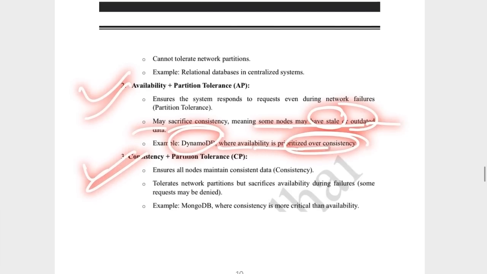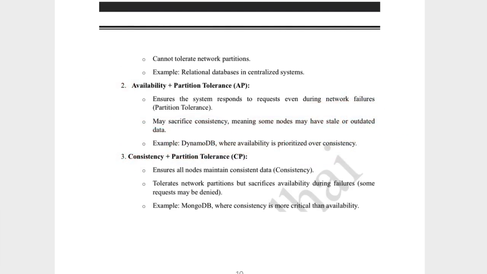Next we have consistency and partition tolerance. We ensure that all nodes maintain a consistent state, that is, data is updated at once and all the nodes trying to access the same data see the same thing. We can tolerate network partitions but sacrifice availability during failures, so some requests could be denied. An example here is MongoDB, where consistency is more crucial than availability.